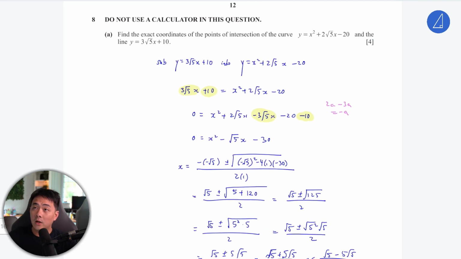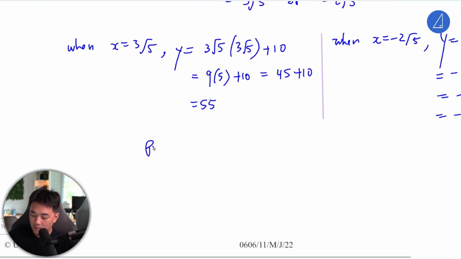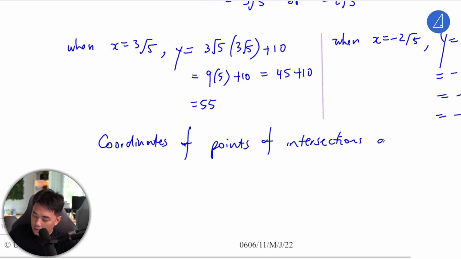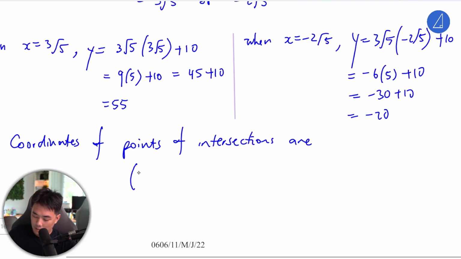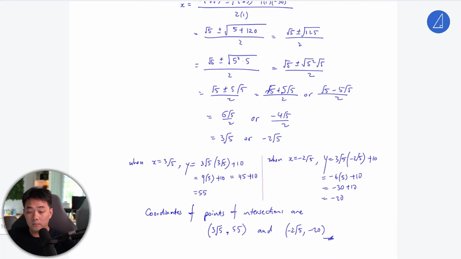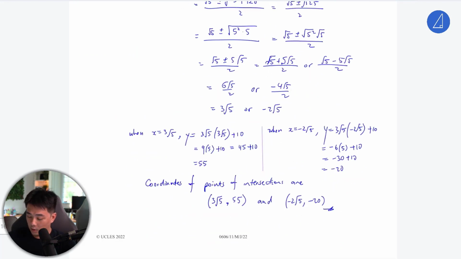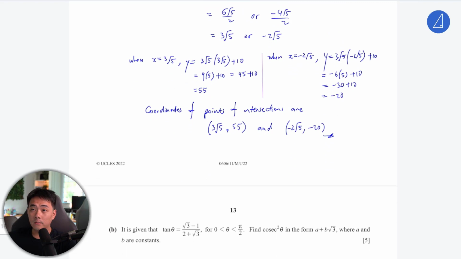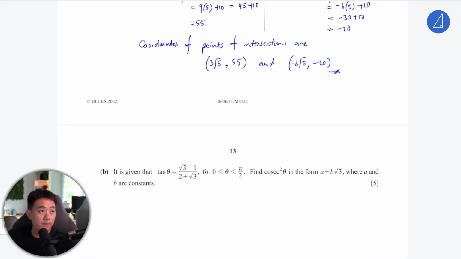Do we need to find the exact coordinates of the points of intersection? The coordinates of the points of intersection are 3 root 5, 55, and negative 2 root 5, negative 20. Okay, so that's it. So they want the coordinates, so they just write it in the coordinates form. All right. Let's look at part B.